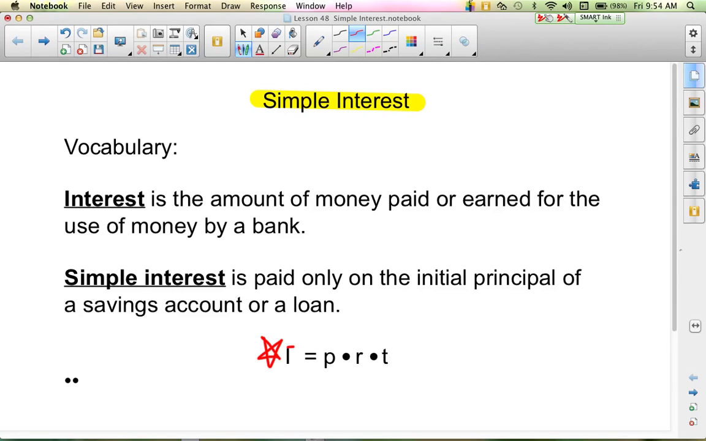And what it says is that the interest, I, is equal to P, and P stands for the principal. And the principal is the amount that you put in, so it's usually an amount in dollars. Then the second thing is the rate, and the rate we have to change into a decimal when we use it. And finally, the time is going to be in number of years.